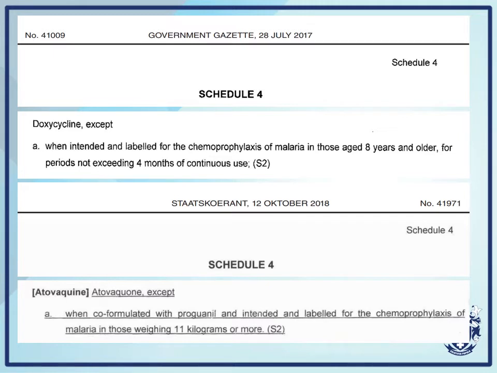The first was published in the Government Gazette on 28 July 2017, where doxycycline was downscheduled from Schedule 4 to Schedule 2 when given for malaria prophylaxis. The second change was published in the Government Gazette on 12 October 2018, when atovaquone proguanil combination was downscheduled to Schedule 2 when intended for malaria prophylaxis. Always be aware of changes in legislation or policies. The same applies to papers from other countries. Bear in mind that they might work in different units, legislation could be different, and their health systems are different.